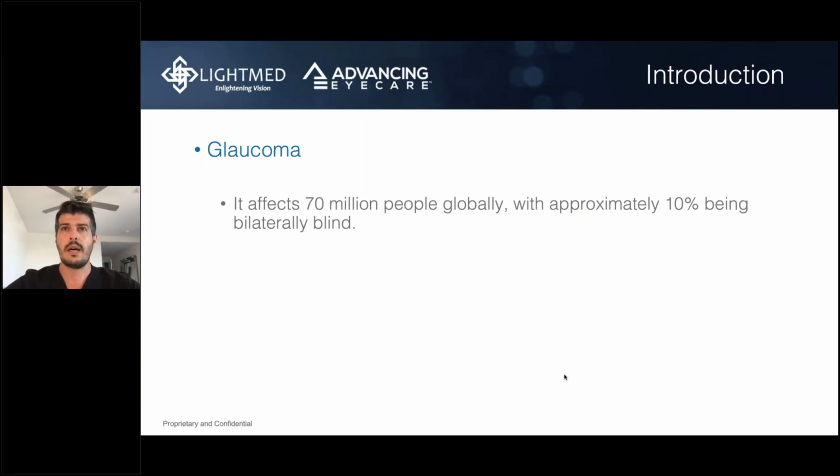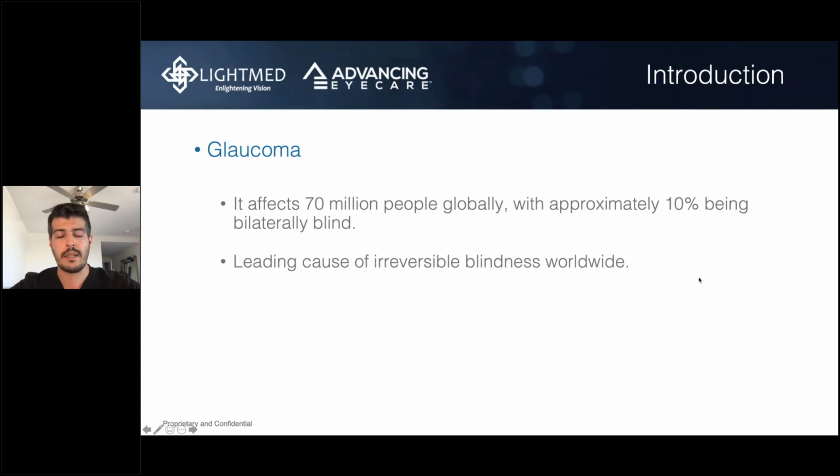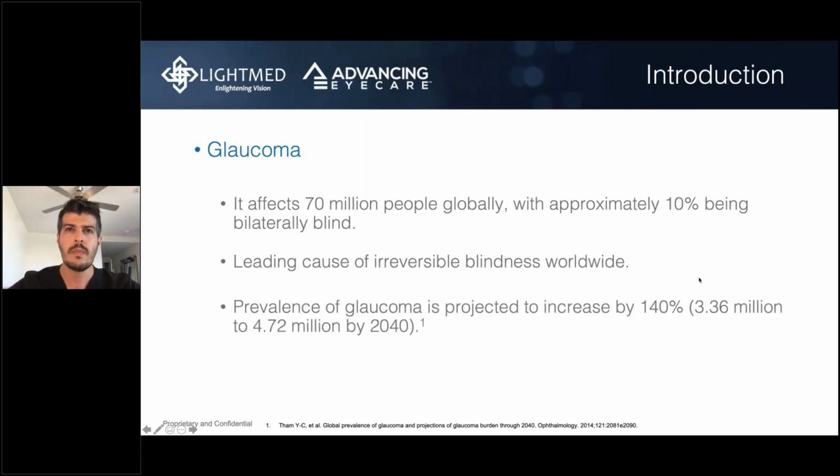Glaucoma, as you all know, is a very common condition. 70 million people globally, with approximately 10% bilaterally blind. So that's a big number when you think about it. It's the leading cause of irreversible blindness worldwide. Now I know at every different kind of talk you go to, the retina doctors say AMD is the most common cause of vision problems. The cataract doctor says cataract. But when you look at irreversible blindness in the world, glaucoma is actually the leading cause, unfortunately.